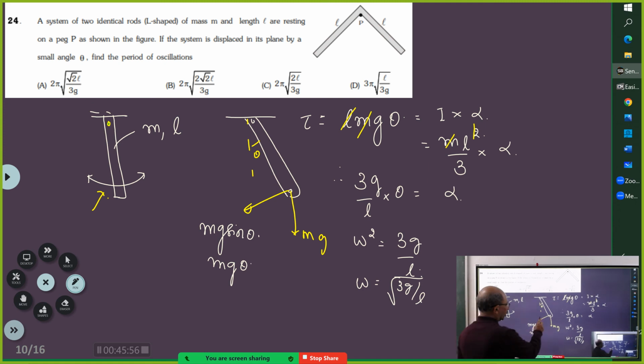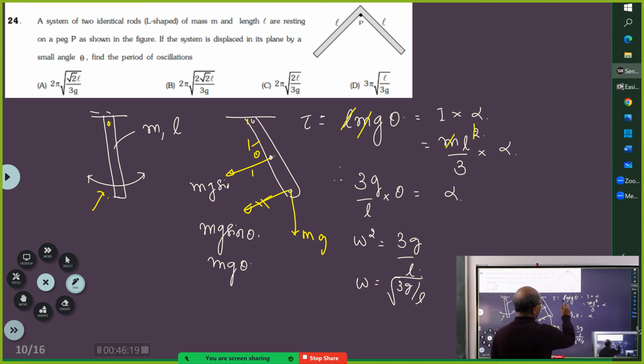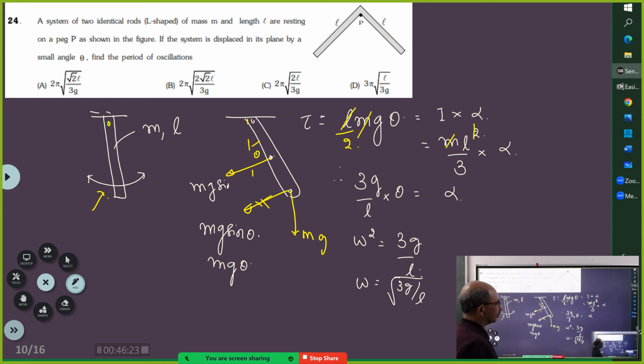The only thing is I have shown this vector mg sin theta here, but is it correct to show it here? It is wrong. Mg sin theta should be shown at the center of this rod, and this distance should be L by 2, not L.